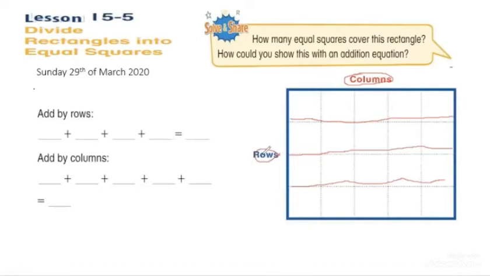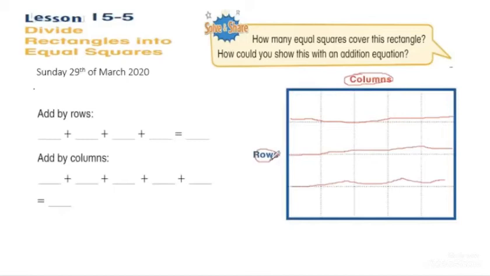Again, how many rows do we have? 1, 2, 3, and 4. We have 4 rows. How many addends do we have in this equation, add by rows? 1, 2, 3, 4. From this, I will know the number of rows equals the number of blanks or addends, because we will take an empty rectangle and be asked to divide it into equal squares. So the first step, I will know the number of rows equals the number of blanks.